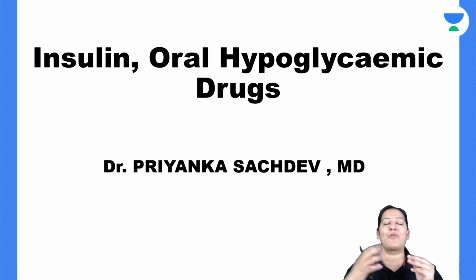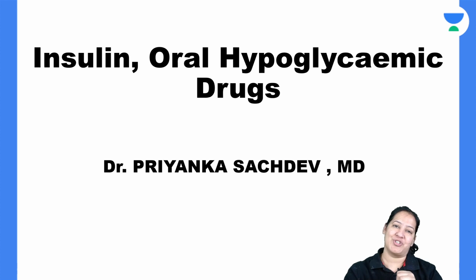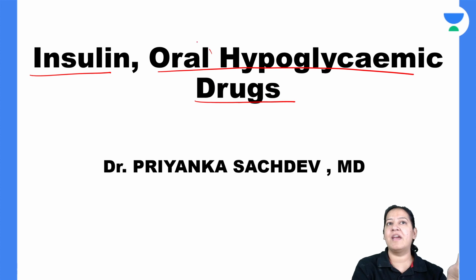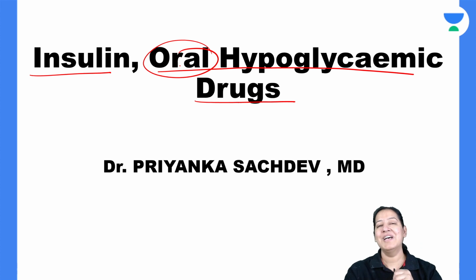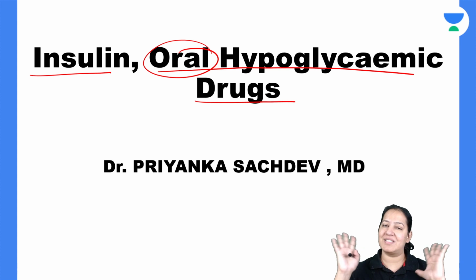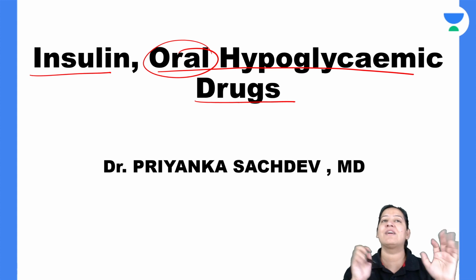So let me teach you the treatment of diabetes, the pharmacological portion. There are two treatments available for diabetes in the market. Number one, insulin, the injectable treatment. And number two, the oral hypoglycemic drugs. As the name indicates, it is oral, so it comes in the form of tablets and capsules. So insulin and OHA, oral hypoglycemic agents, are the two treatments for diabetes available in the market.